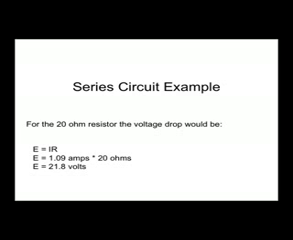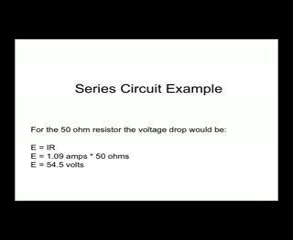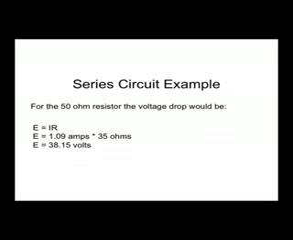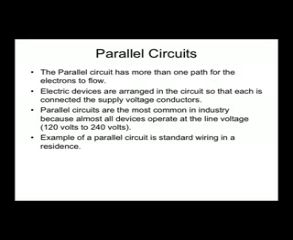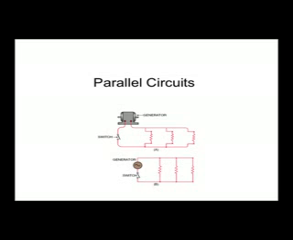For the 5 ohm resistor, the voltage drop would be the 1.09 amps times 5 ohms, which would be 5.45 volts. For the 20 ohm resistor, the voltage drop would be 1.09 times 20, 21.8 volts. For the 50 ohm resistor, 1.09 times 50, which is 54.5 volts. For the 35 ohm resistor, the voltage drop would be 1.09 times 35, so the voltage is 38.15 volts.